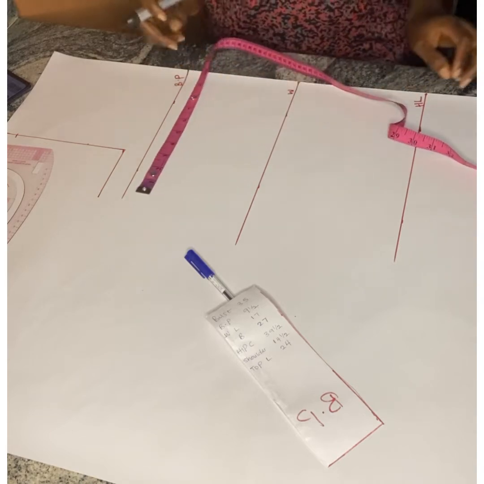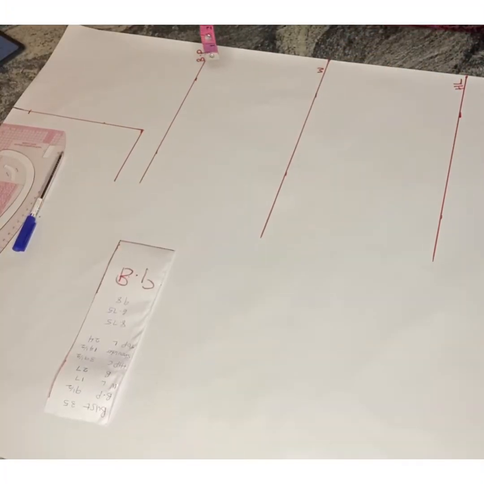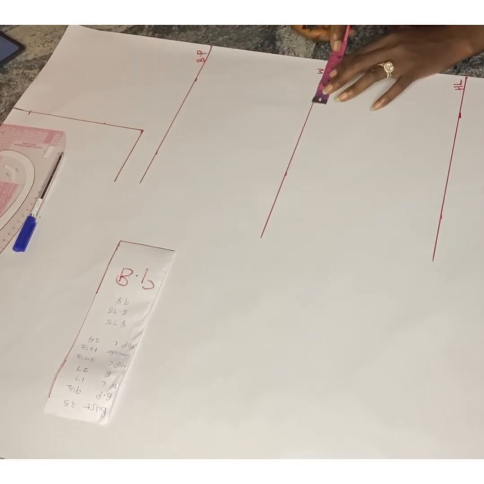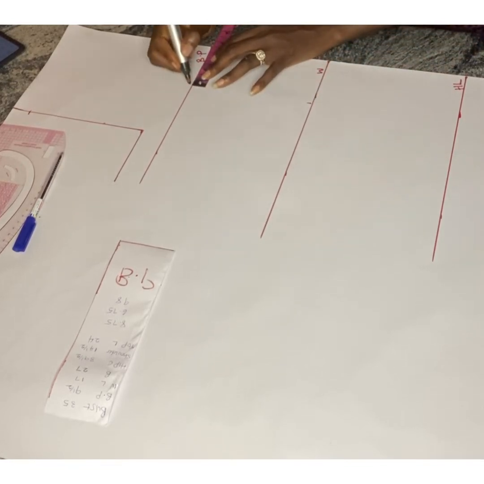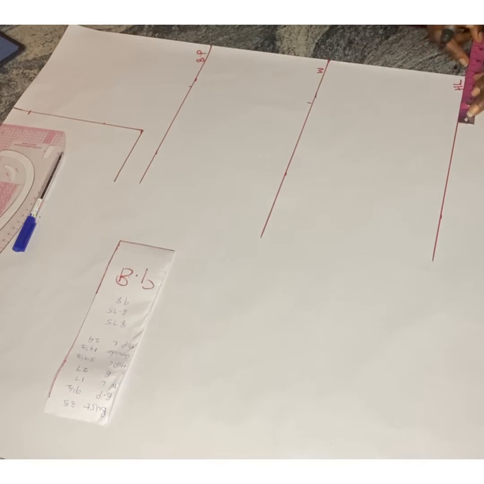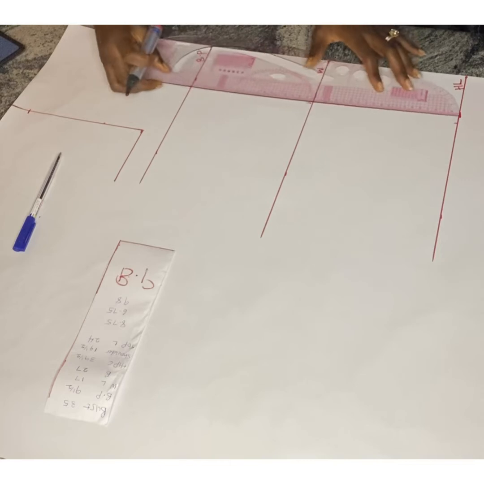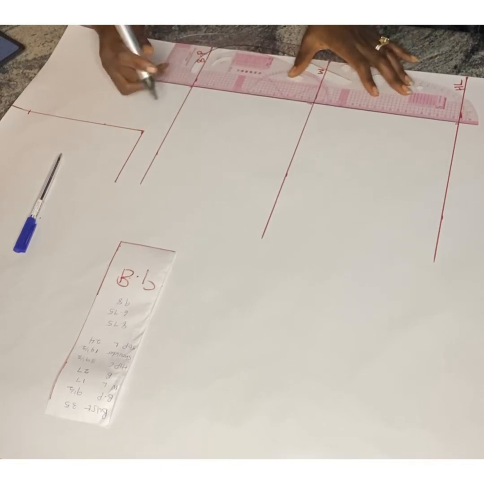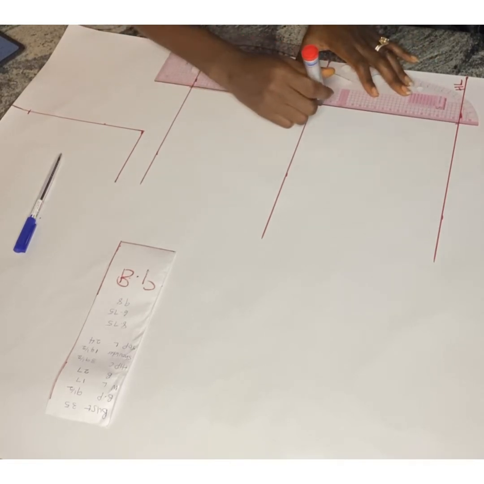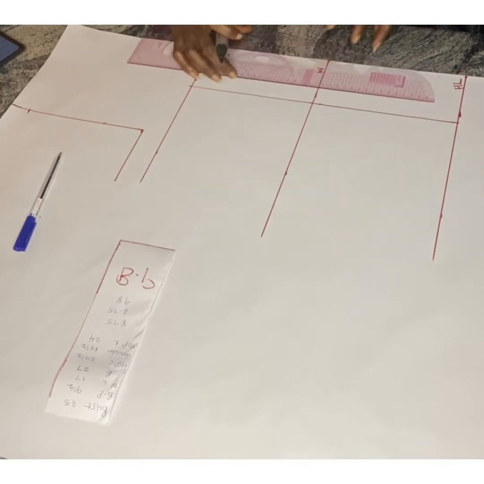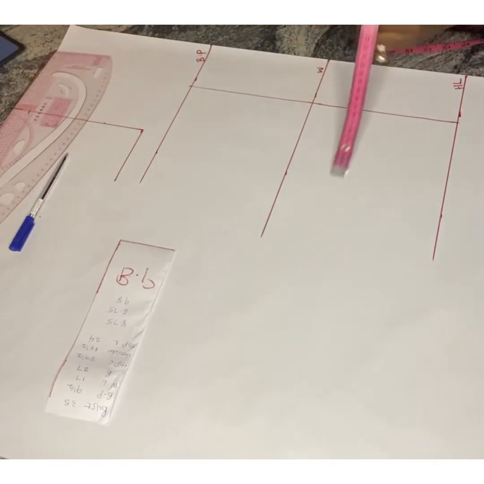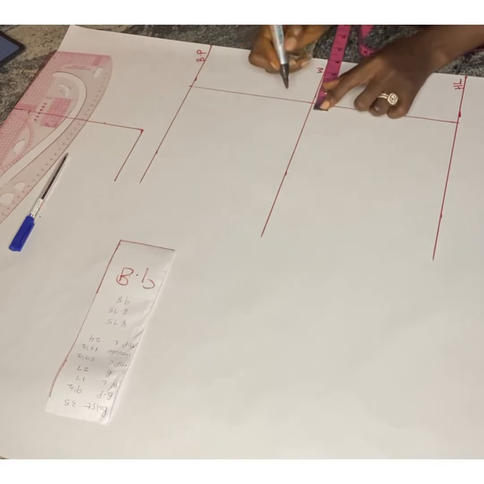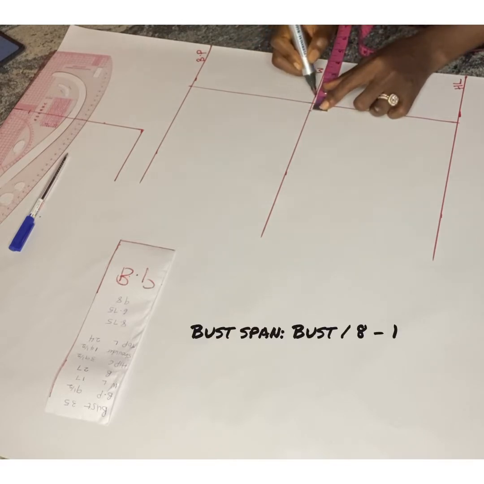So now the next thing is marking our bust span. I'm going to start marking it from the center front, and the bust span I'm working with here is 3.5. To get your bust span, you can either measure it on yourself or on your client, or you divide your bust by 8, then minus 1. I'll be putting up the formula on the screen if you don't get it that way.